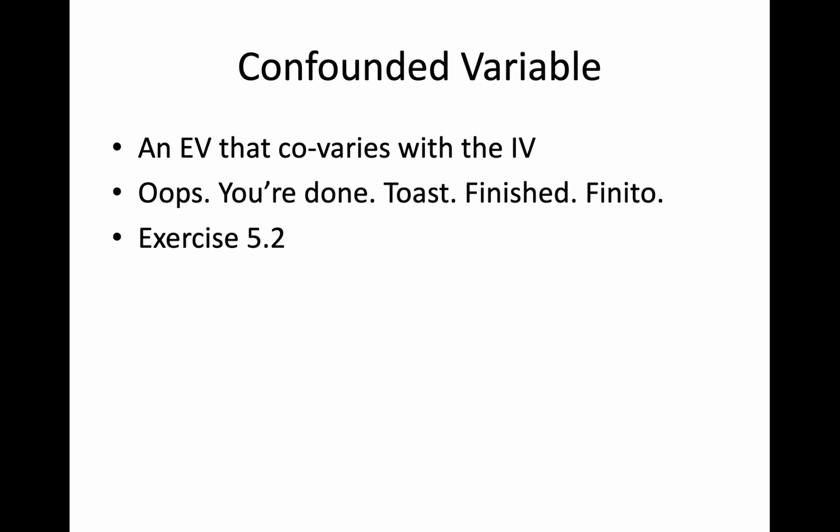But on the issue of confounded variables, these are extraneous variables that co-vary with the independent variable. What that means is, as the independent variable changes, this extraneous variable is changing systematically. It co-varies with it. So if the independent variable goes up, certain features of the extraneous variable go up or go down depending on the relationship. So if you have a confounded variable, you're done. You're toast. You're finished. Finito. There's nothing you can do in a confounded variable situation. If the experiment is confounded, you have to drop everything and start again.